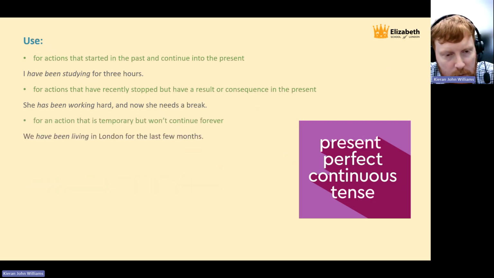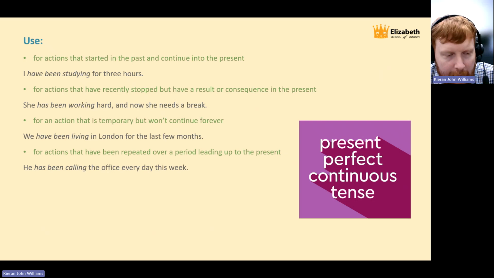Okay. So the next one, for an action that is happening now, but it is only temporary and it will not last forever. Okay. So it says here, we have been living in London for the last few months. So maybe that's what you're doing now, but you plan to change it in the future. Okay. All right.